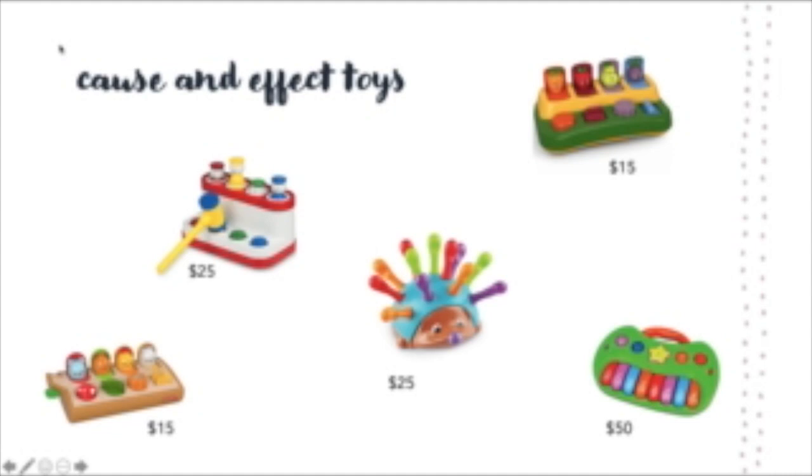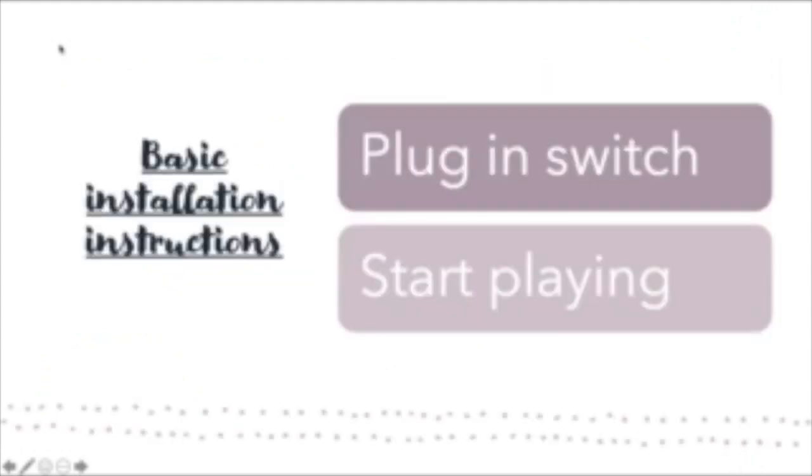So we have this one in the bottom left-hand corner that you press the buttons and you can push things down. And then there's also colors on that one. This porcupine, you can pull out the little things, you can count them. And then this bottom one in the right-hand corner, you can actually use with a switch. So you can plug it in and use a switch with that one. So the basic installation instructions is, firstly, you plug in the switch, and then you start playing. It's very easy, very simple, and then when you're done, you unplug the switch, and it's pretty much ready to go for the next time.